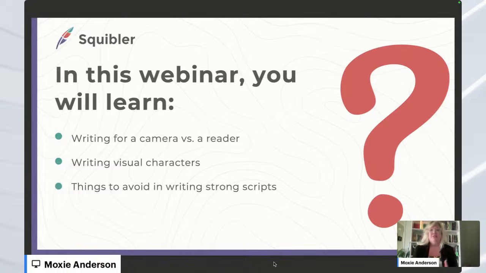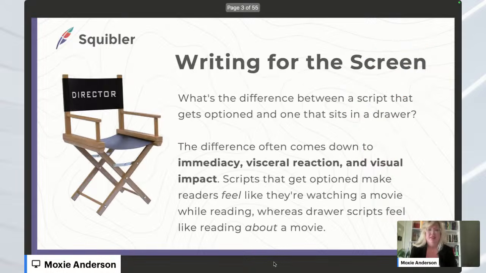So you are going to learn the difference between writing for a camera and writing for a reader. We'll talk about how you can write visual characters and things to avoid in writing strong visual scripts. So what is the difference between a script that gets optioned and one that's going to sit in a drawer that nobody will ever see on a screen? The difference is going to come down to immediacy, visceral reaction, and visual impact. Scripts that get optioned can make readers feel like they're watching a movie while reading, whereas drawer scripts feel like they're just reading about a movie.